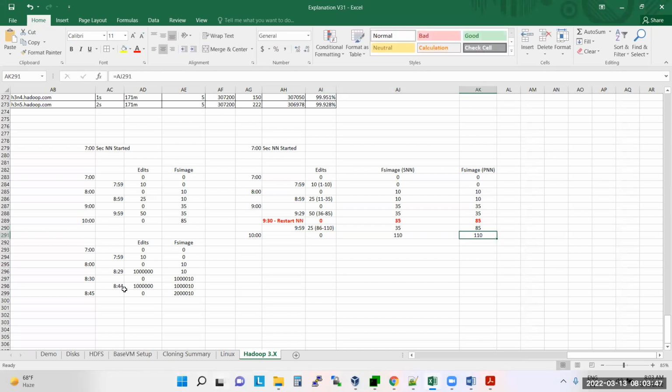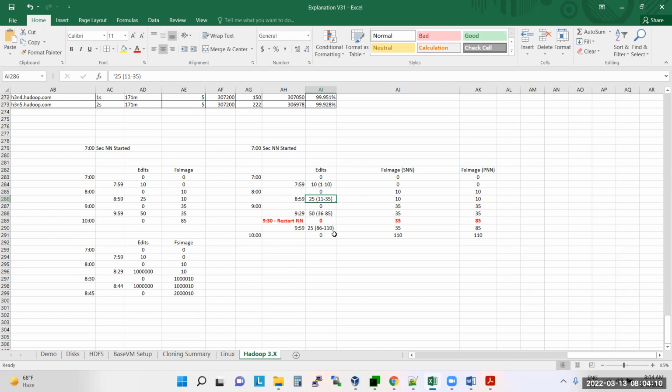So 10 edits means initially it is 1 to 10. Each edit will be identified by one number, 1 to 10. So it means inside the FSImage, 10 edits are appended. Now I have 25 new edits, numbers like 11 to 35. Those are 25 new edits. So it has become 35.